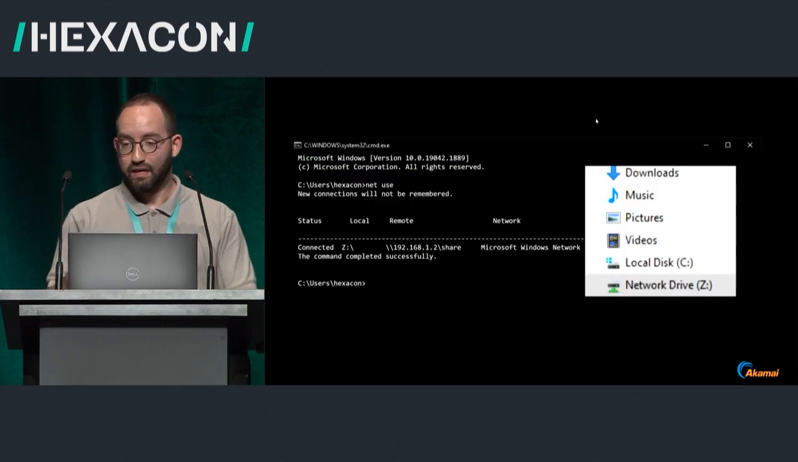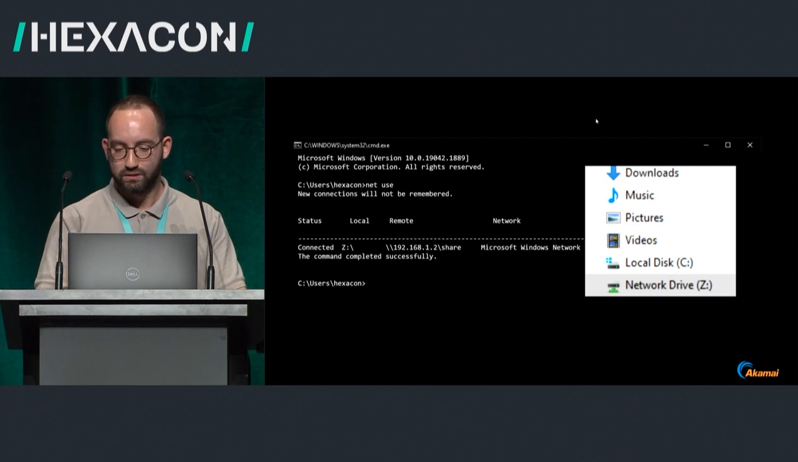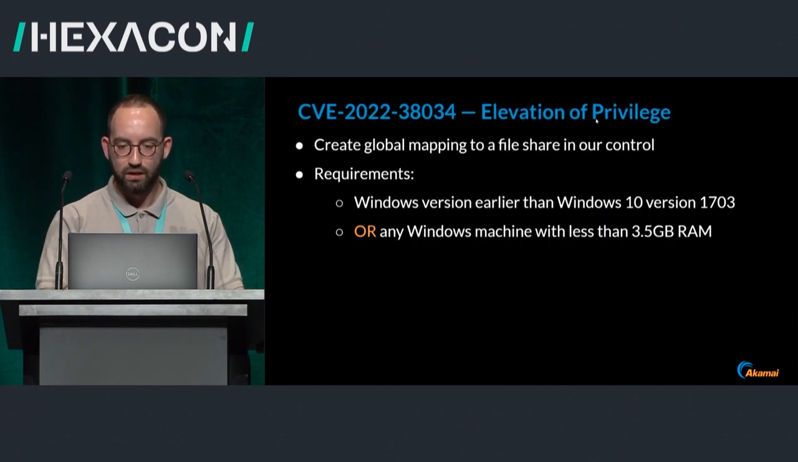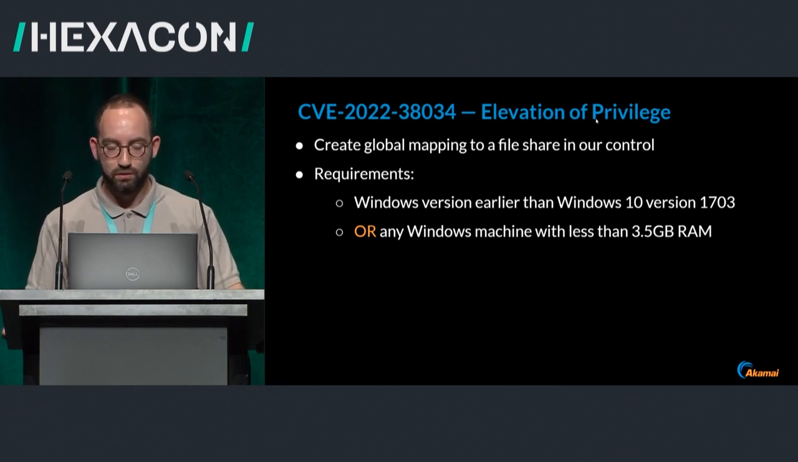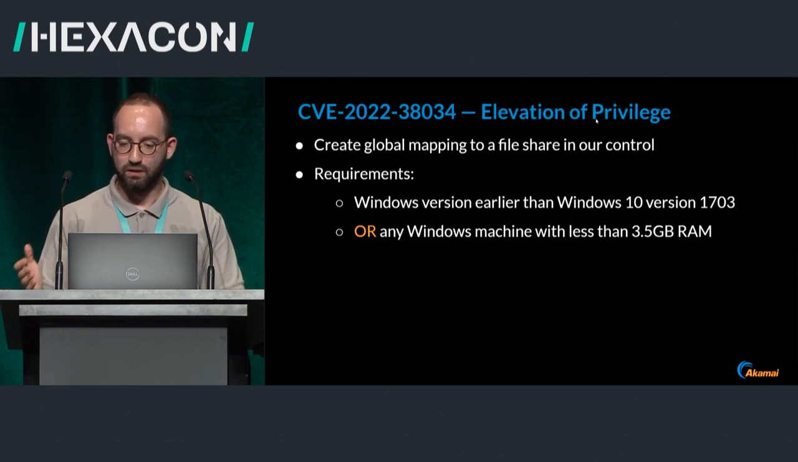And now we actually have our exploit and the attack works, and we can have a network mapping to an SMB share in our control. This yielded CVE-38034, categorized as elevation of privilege, and the only basic requirement for it is the one for SSPI multiplexing, which is older versions of Windows 10 or those with not enough RAM, so server separation is not available.